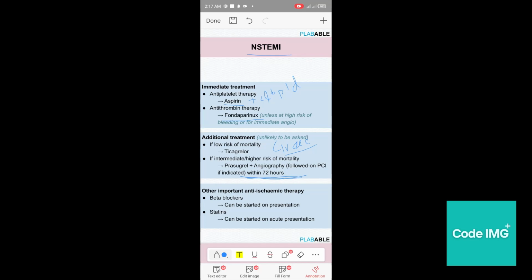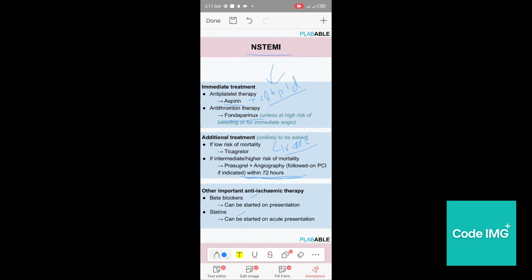The other therapy for a patient with ACS is ACE inhibitor, beta blocker, and the statin, that's going to go like that. But in an NSTEMI, you do not go for thrombolysis. That's particularly a thing related to STEMI, not NSTEMI or unstable angina. You give the ACS protocol that contains aspirin, clopidogrel, and heparin. For those patients who have a low bleeding risk, you can give ticagrelor instead of clopidogrel.